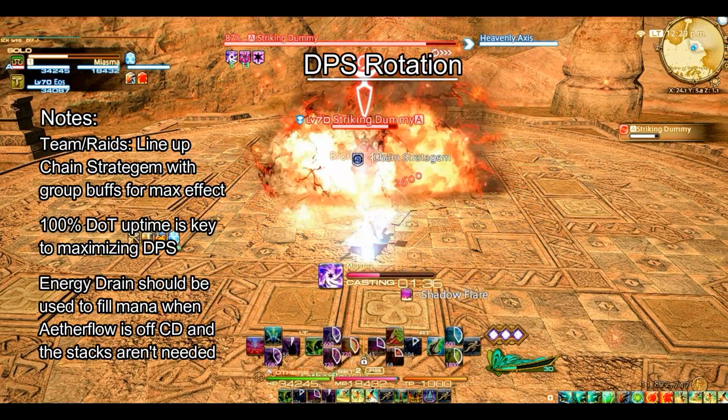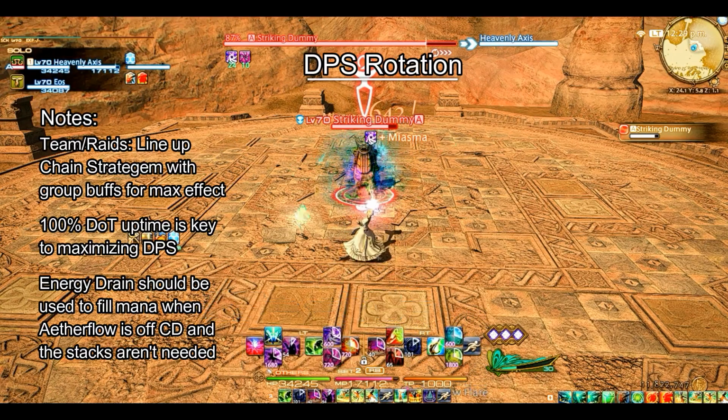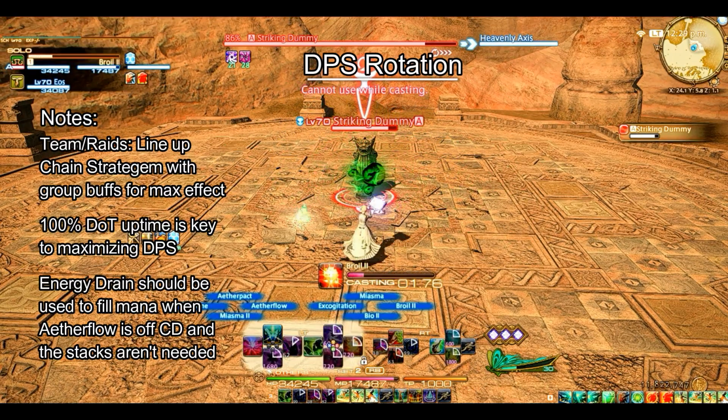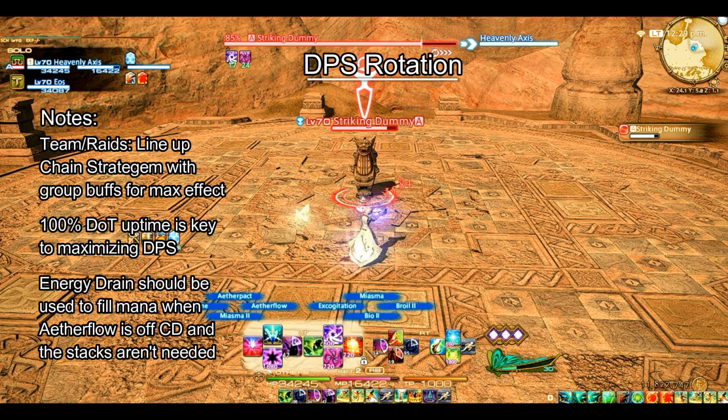Last, mana management is important, and if you have no other use for your Ether stacks and your cooldown for Aetherflow is almost up, you should burn those stacks with Energy Drain in order to keep yourself topped off on MP. Moving on to pet abilities.